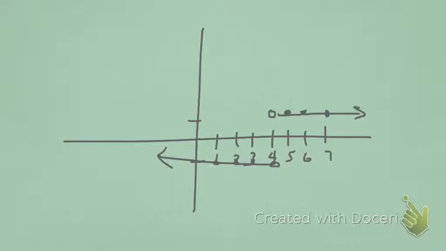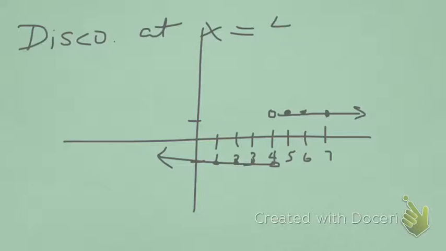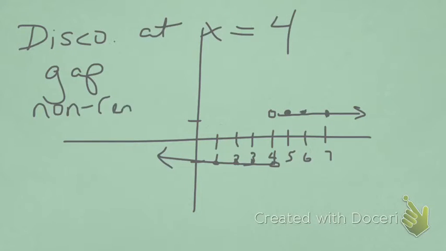We do have a break. It appears that we have discontinuity at x equals 4. And the type of discontinuity we see is a gap. Since it's a gap, we say that's non-removable. Done.